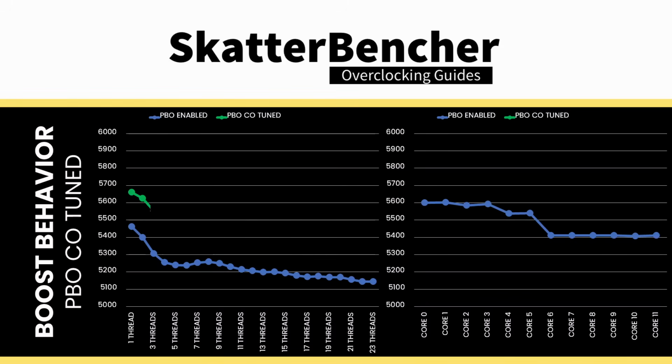the boost frequency at one active thread is about 5661 MHz, and the average boost frequency gradually trails off to 5316 MHz when all cores are active. In light single-threaded workloads, 5 out of the 6 cores in CCD0 can boost to over 5.8 GHz, and all cores in CCD1 boost to over 5.5 GHz.